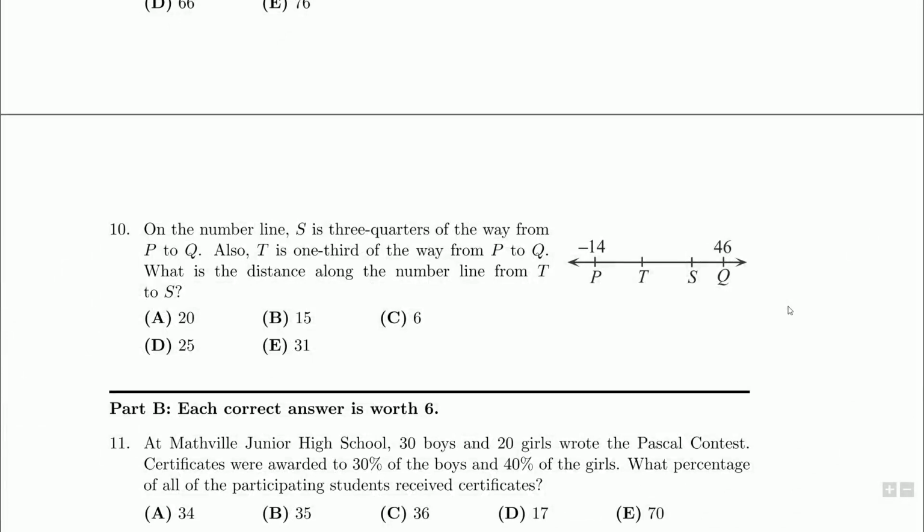We're looking at question number 10 now on the 2008 Grade 9 Pascal Math Contest. On the number line, S is 3/4 of the way from P to Q. Alright, there's S between P to Q. So, if we called the distance from P to Q, I don't know, D, then that would mean that the distance from P to S is 3/4 D, if I'm reading that correctly.